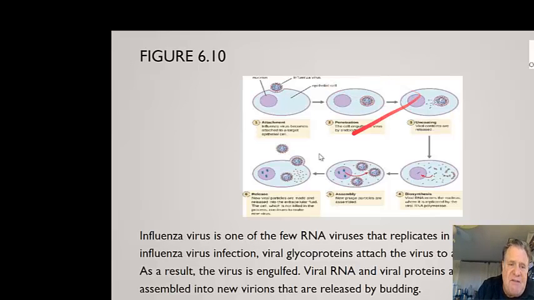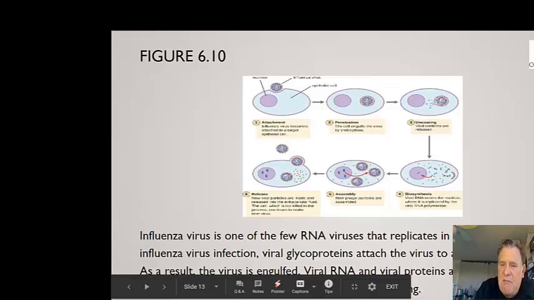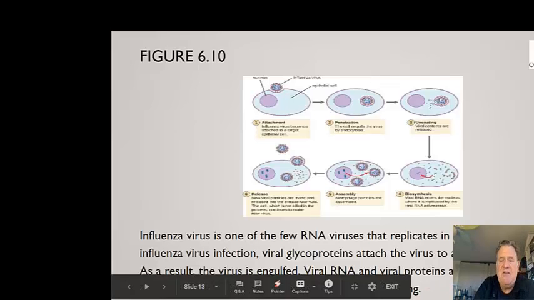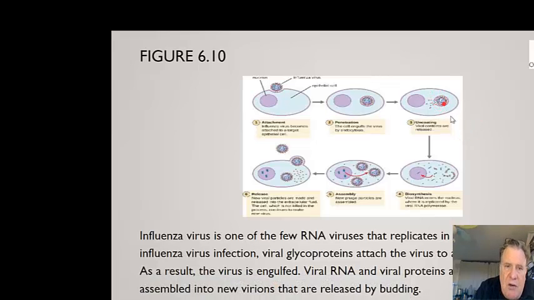Influenza virus is one of the few RNA viruses that replicates in the nucleus of the cells. In an influenza virus, the glycoproteins attach the virus to the epithelial cells, and as a result, the virus is engulfed. So here's the influenza. It goes inside. We see penetration. We see uncoating of the material.